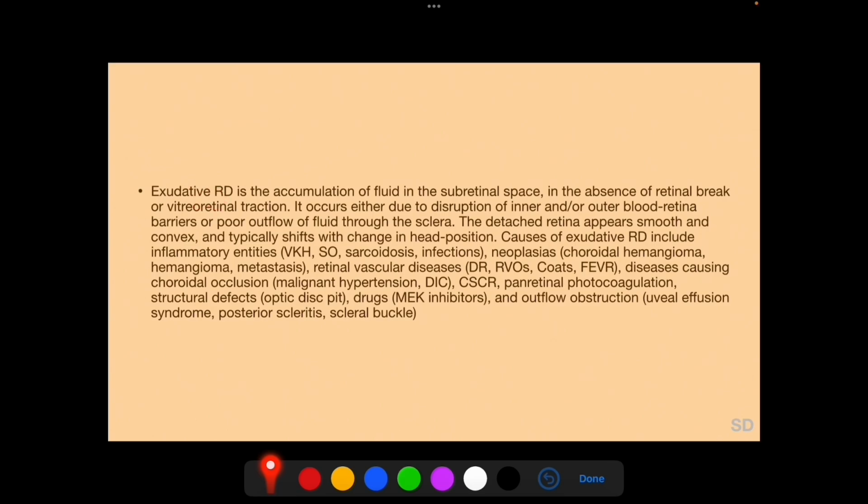Exudative retinal detachment is the accumulation of fluid in the subretinal space in the absence of retinal break or vitreoretinal traction. It occurs either due to disruption of inner and/or outer blood-retina barriers or poor outflow of fluid through the sclera. The detached retina appears smooth and convex and typically shifts with change in head position. The two most common causes of exudative retinal detachment are inflammatory entities and neoplasias, and other causes include retinal vascular diseases, diseases causing choroidal occlusion, central serous chorioretinopathy, panretinal photocoagulation, structural defects, drugs, and outflow obstruction.